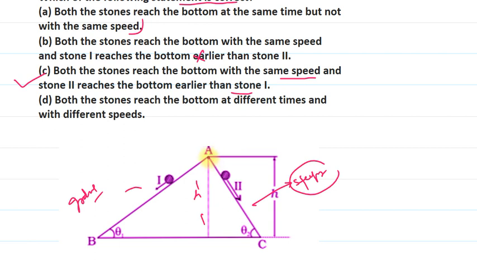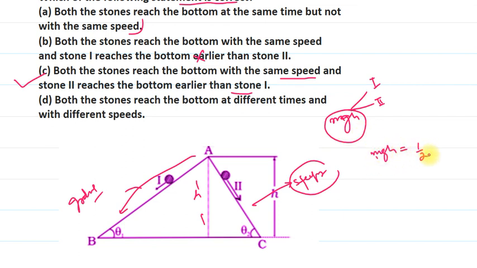As soon as you release the body from here, some potential energy is converted into kinetic energy. At height h, the body possesses potential energy mgh for inclined plane 1 as well as for inclined plane 2. This potential energy is transformed into kinetic energy, so in both cases mgh equals half m v square. So both stones reach the bottom with the same speed, because this form of energy is transformed into kinetic energy.